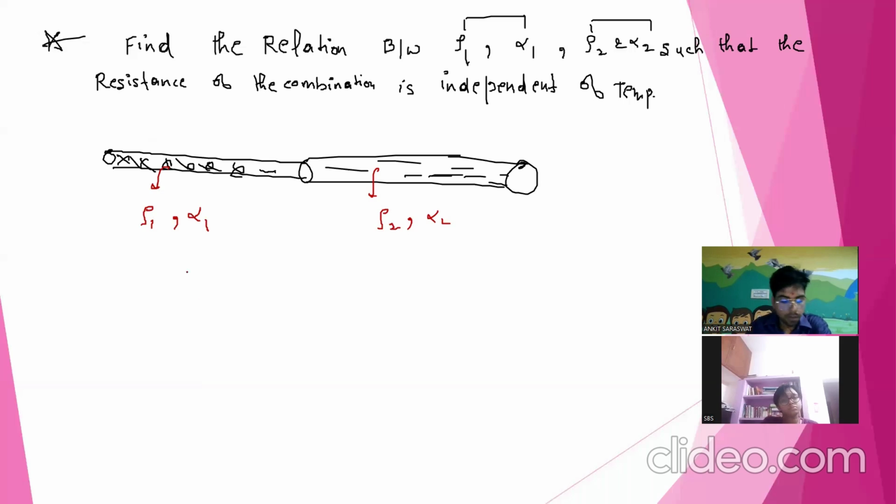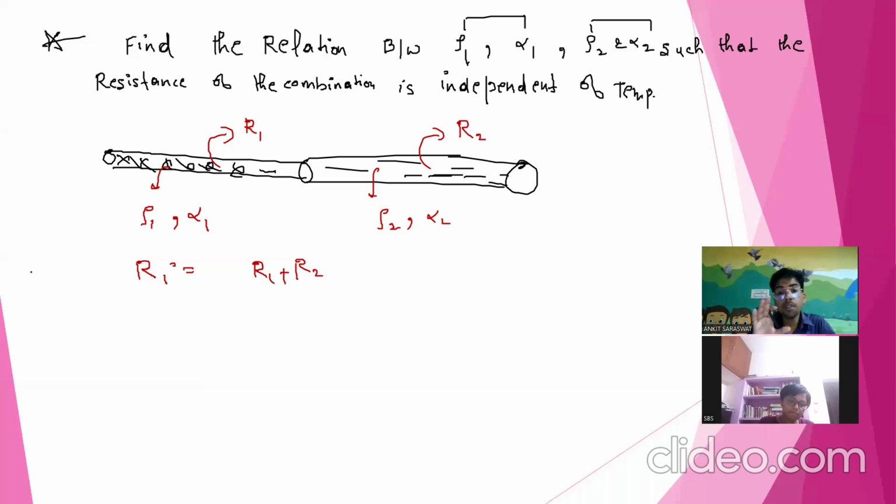Independent of the temperature means initially, you please tell me, what is the resistance of the combination? For example, this wire is having resistance R1, this wire is having resistance R2. So initially, what is the resistance? R1 plus R2. Any doubt? No, sir. Then what is the final resistance? Initial is R1 plus R2 when you combine. Clear? Yes, sir. Now delta T.